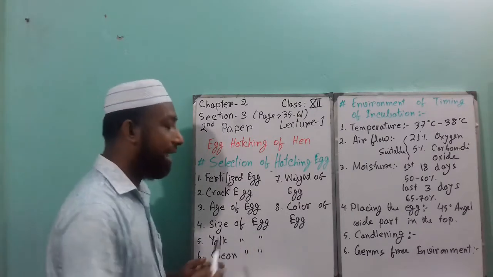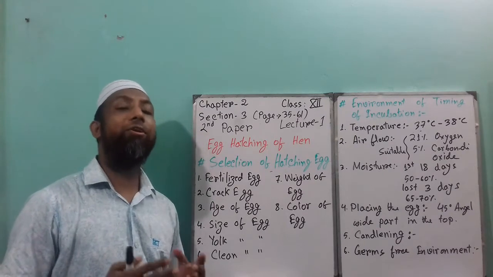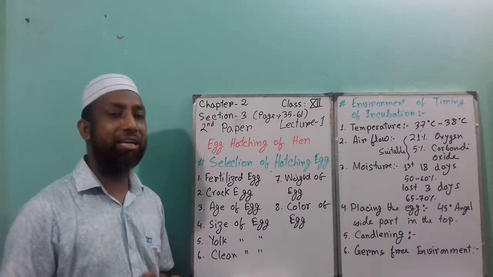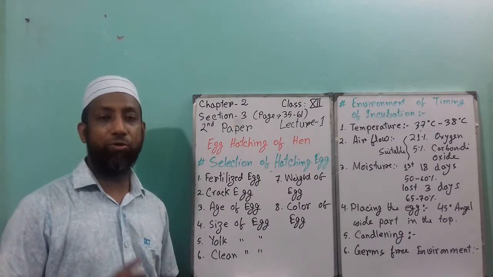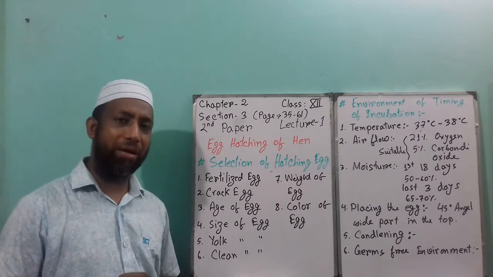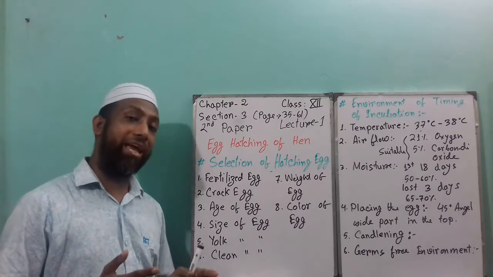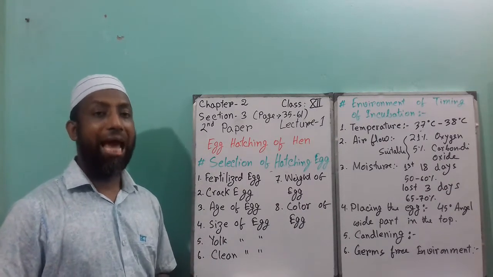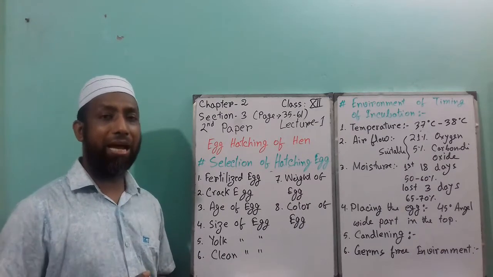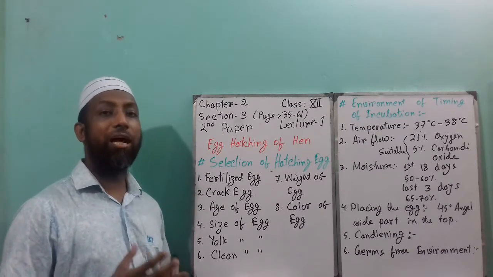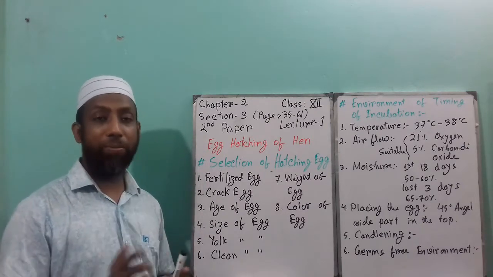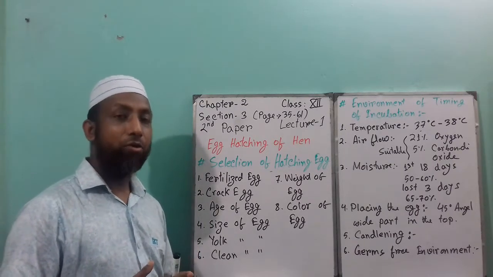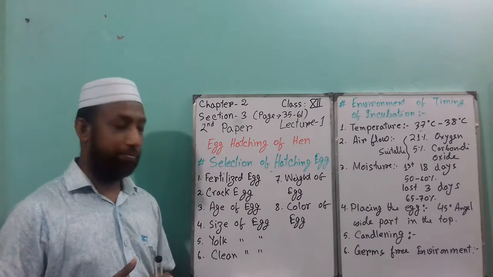Next point is size of eggs. Size of eggs will be normal. We know that the egg size will be 50 to 60 grams, or sometimes 70 to 80 grams. It depends on the variety. But if the egg size is like a quail bird egg, that should not be selected for hatching. Always remember that. Sometimes abnormal eggs look like an ostrich egg. That will not be accepted as well. So you have to take the egg which is normal size like a hen's.